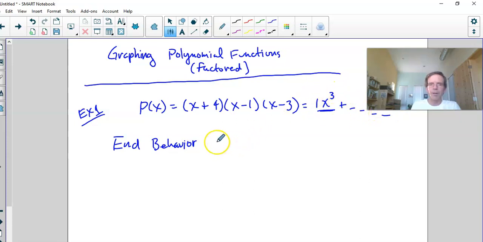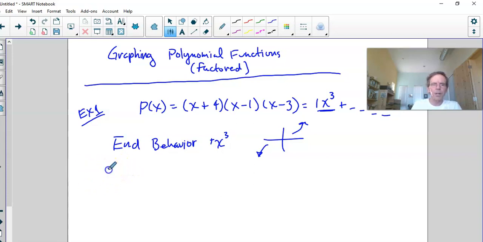So the end behavior is associated with positive x cubed. And we know that that would go up to the right and down to the left. So that's what our final graph should do. Way out at negative infinity and positive infinity, it should look like that.